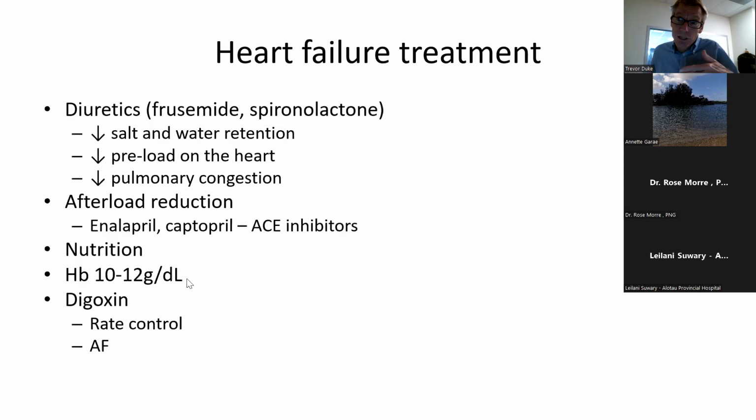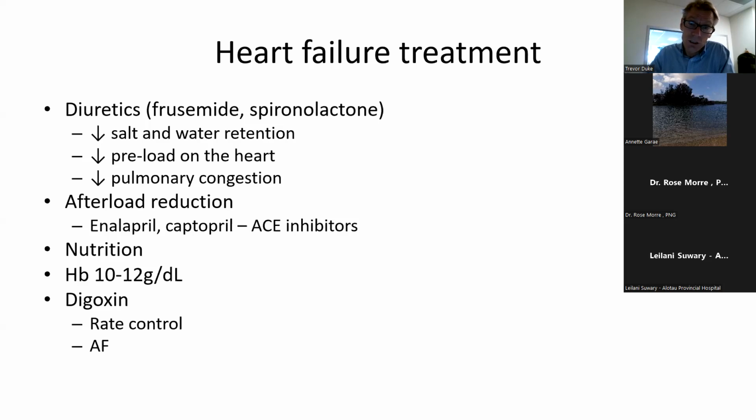And if they've got marked tachycardia, like a heart rate above 160 or 180, then using digoxin for rate control can be helpful. It's probably not proven, except if the child's in atrial fibrillation. That can definitely help. We should use digoxin. But if a child's got a heart rate of 180, then slowing their heart rate to about 140 or 150 can be useful.